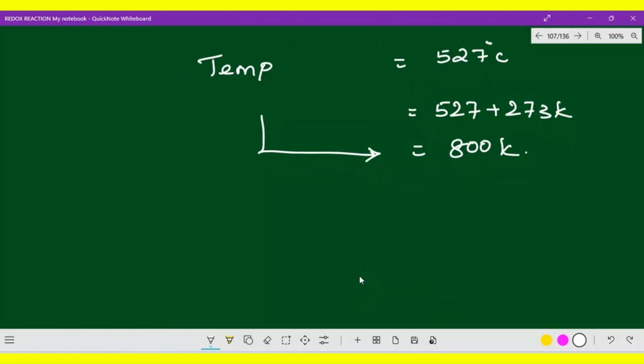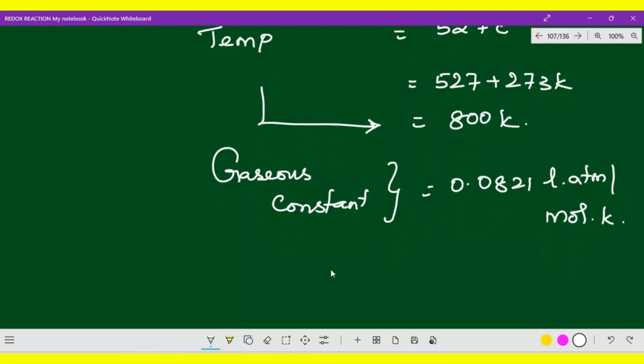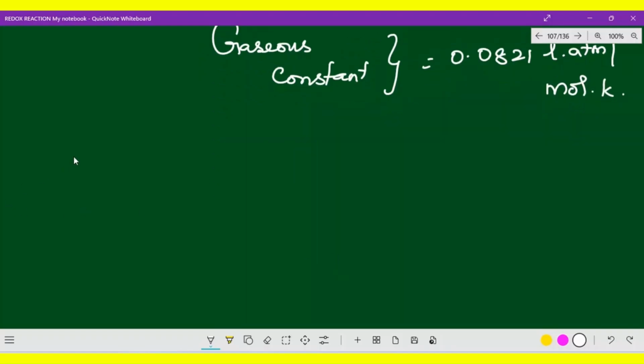And gaseous constant, how much is it here? 0.0821 liter atmospheric pressure per mole Kelvin. Now the number of moles we have to identify. So the number of moles we can identify through the ideal gas equation.